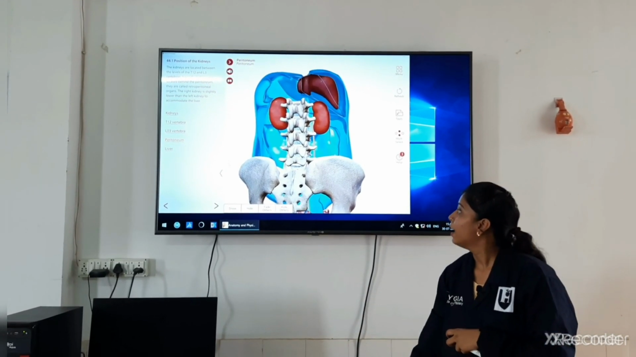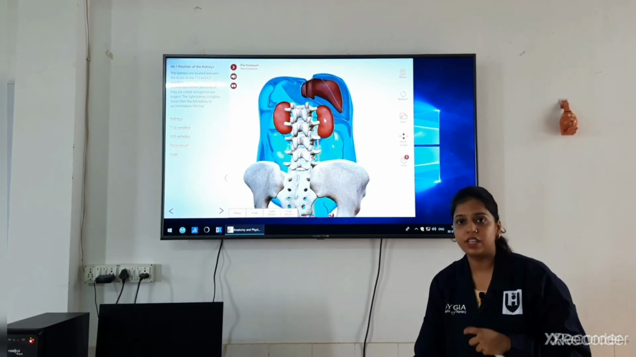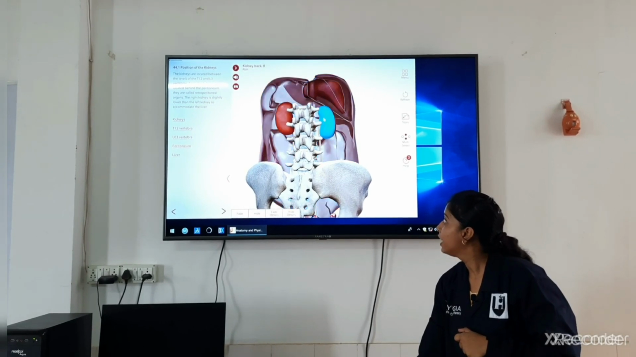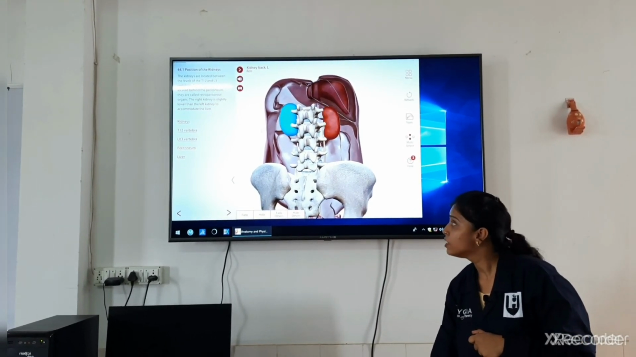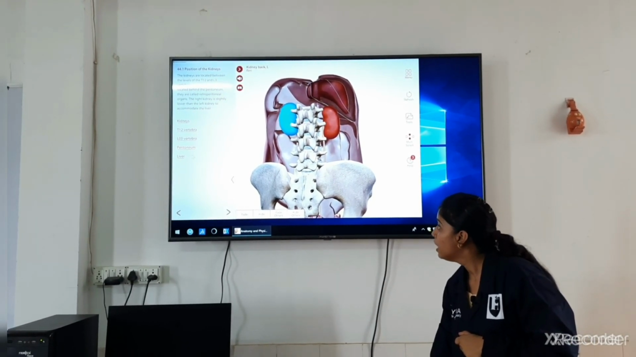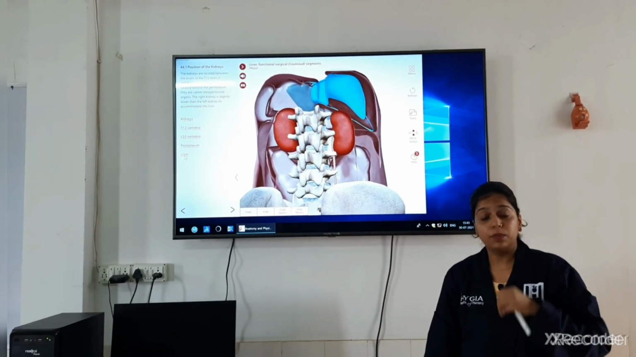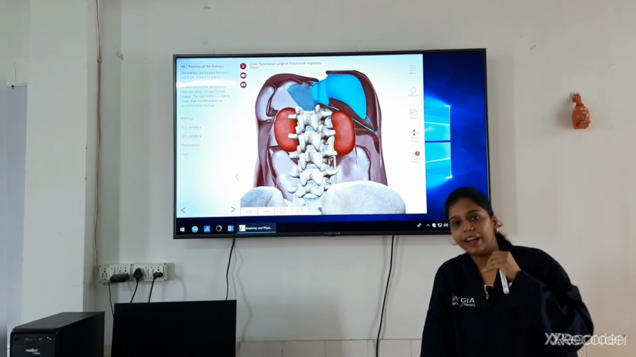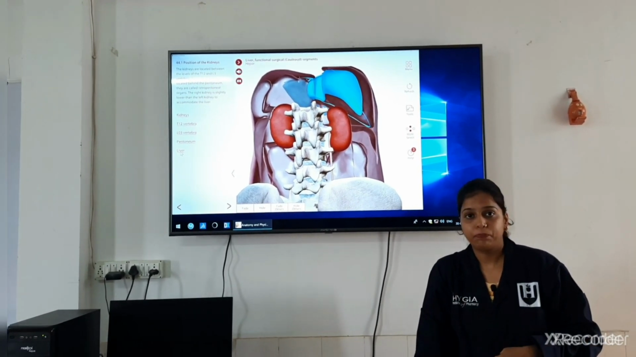The second thing is that when you look at their structure, you will find a slight difference in their location. The right kidney is slightly lower than the left kidney. The reason is that just above the right kidney, the liver is located. Because of this, it pushes the right kidney slightly lower as compared to the left kidney.